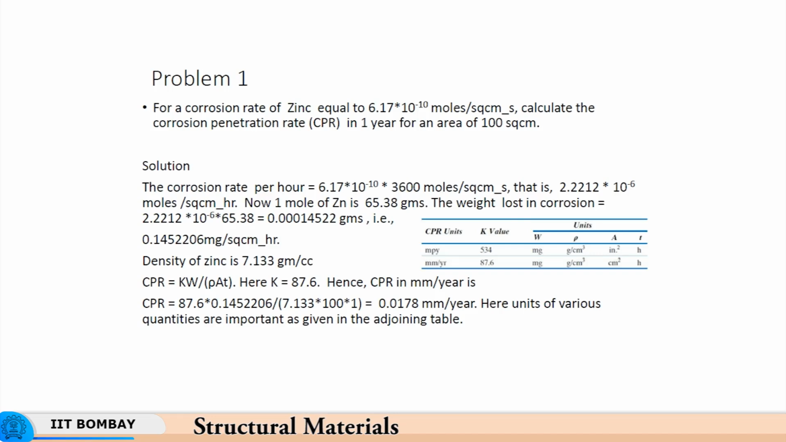So, this is much lower than that, and therefore, it is perfectly okay. So, instead of 0.5 this is 0.0178, which is almost one third of the corrosion rate of what is acceptable.